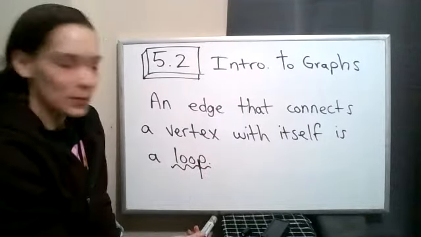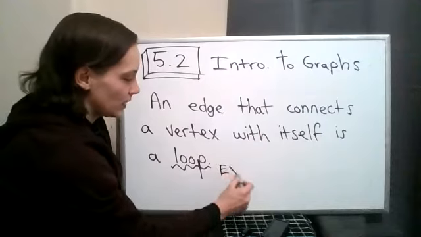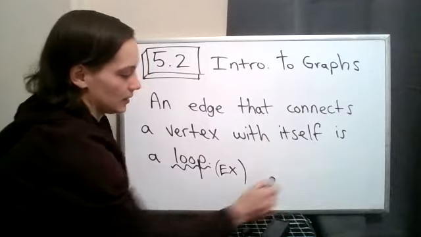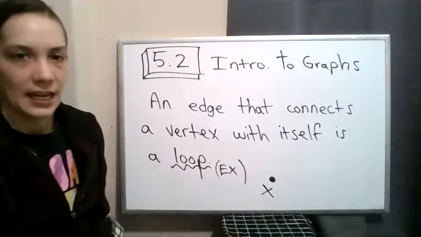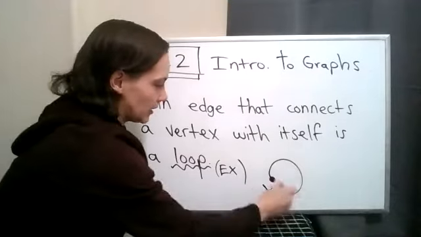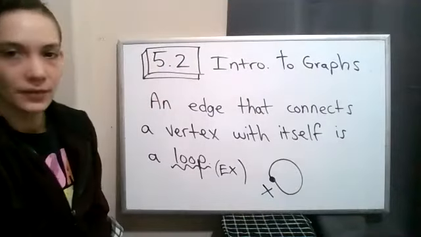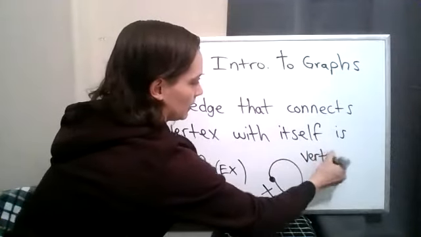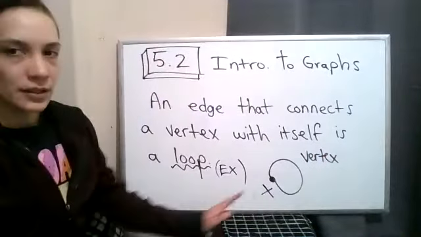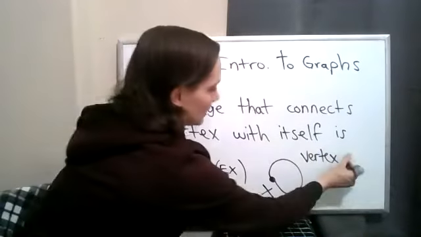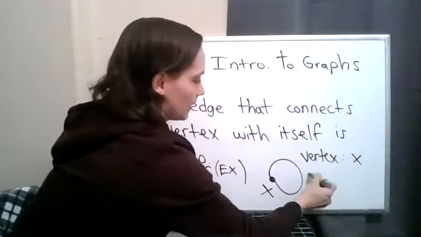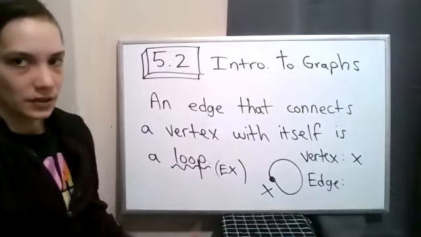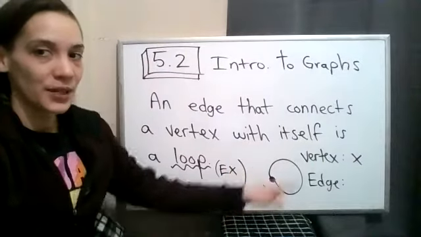So the first example, we'll have just one vertex. Let's call it X. And we'll just go around back to X. The vertex is singular, so there's just one vertex called X. And there's only one edge, X, X. X goes to X.